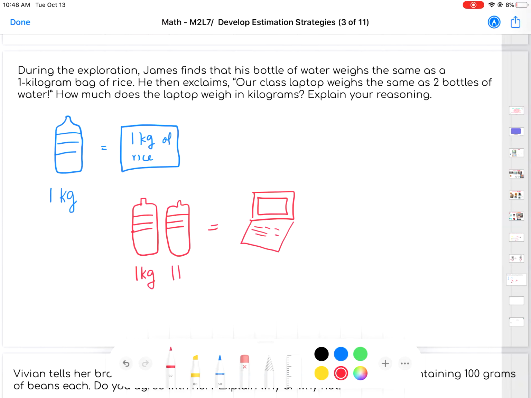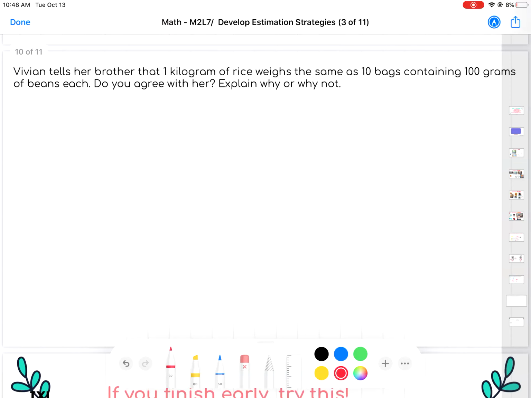We know that 1 single bottle of water is about 1 kilogram. Then how heavy is my laptop? When we add these 2 numbers, we get 2 kilograms, and that's how we know how heavy the laptop is. Let's move on to the last question together.